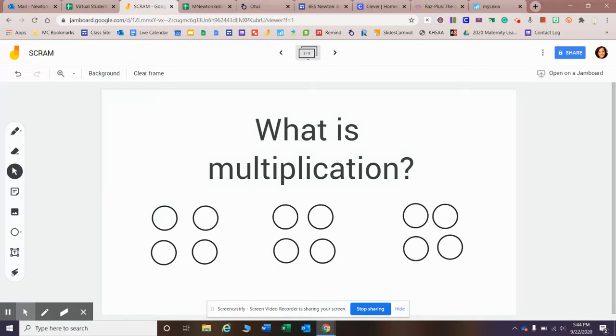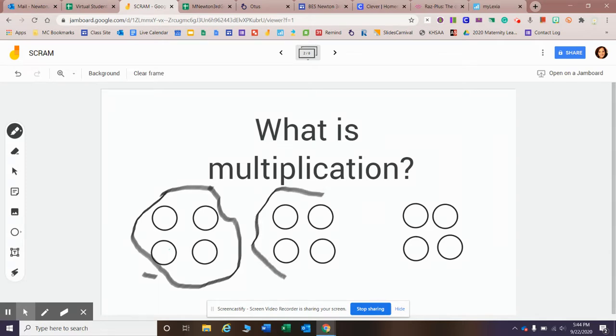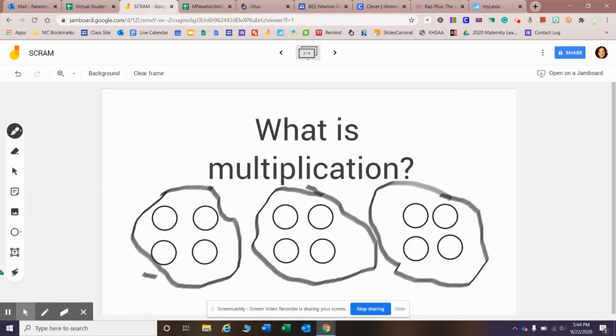All multiplication is adding equal groups. Okay, it has to be the same number. So if you see, I have 3 groups of 4. So here's one group. My mouse pad's not the easiest to work if you can't tell. 2 groups. A little wonky. And 3 groups. So you would say that you have 3 groups of 4.